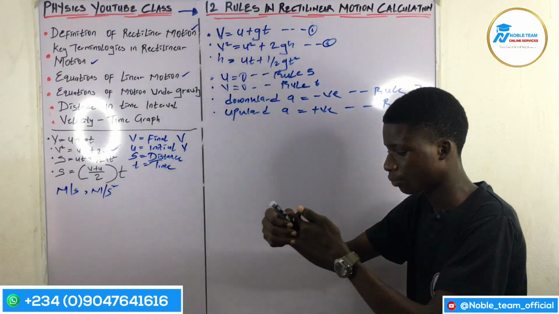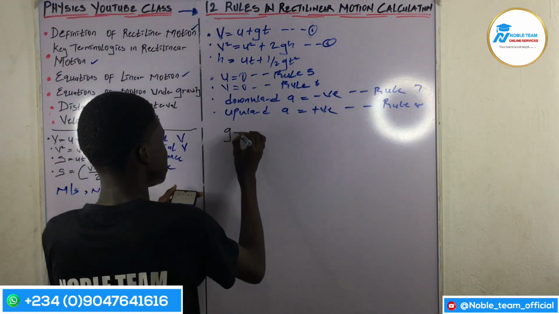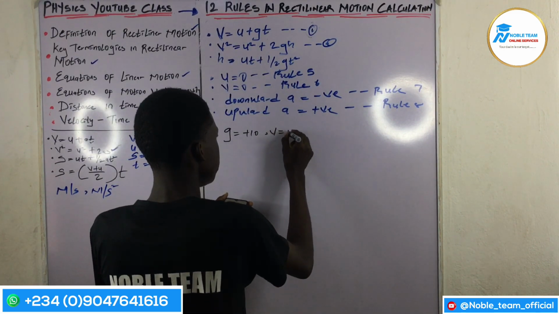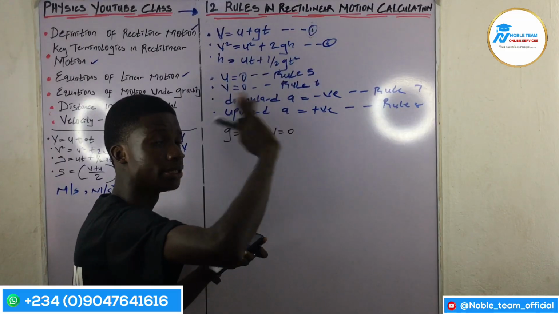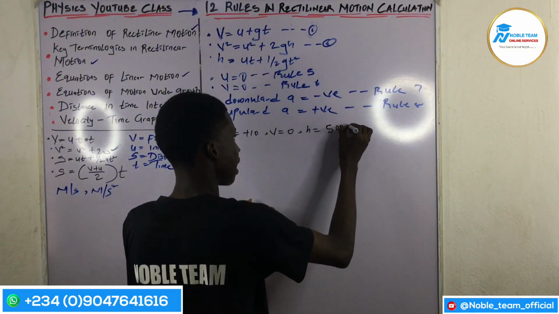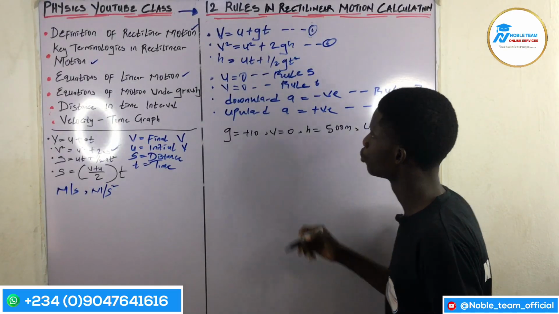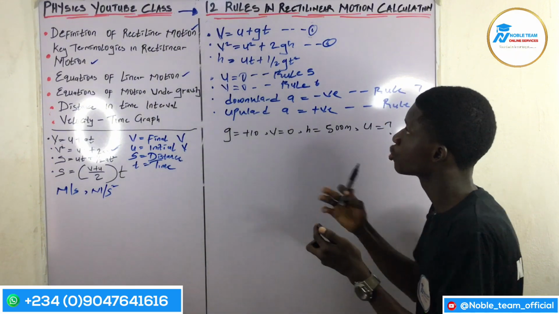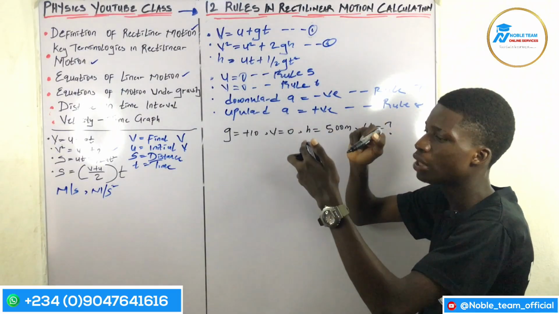Now let's solve this question. We have our g, which is in a positive form, plus 10. Then our v is 0, since it reaches a maximum height, it's 0. Then we have our height, which is what? 500 meters. Then we are asked to get the initial velocity. Looking at this question, which equation are we going to use? In this question, we don't have time. So we are going to be looking at the one that doesn't have time. So we are going to make use of this. You understand? Since time is not included in the question.